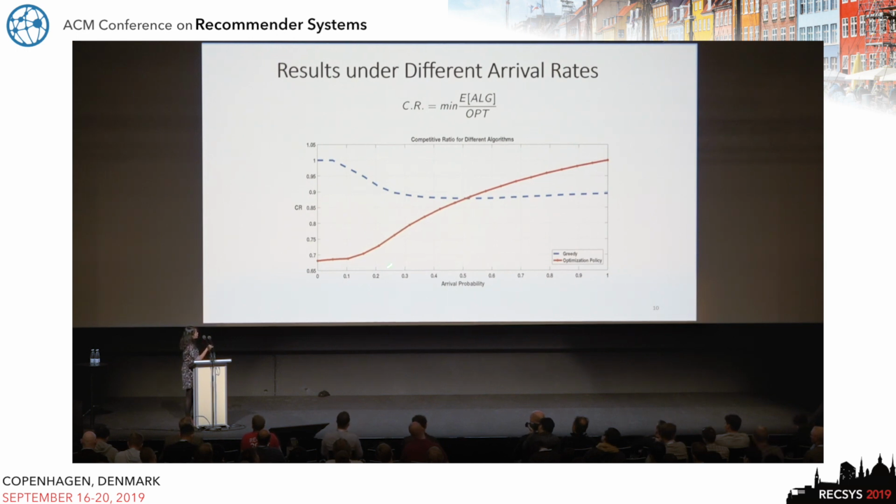And we see that for lower arrival rates, the greedy approach is actually better than optimization. But as the arrival rate keeps increasing, the optimization outperforms the greedy, and they are cut off at 50% here.